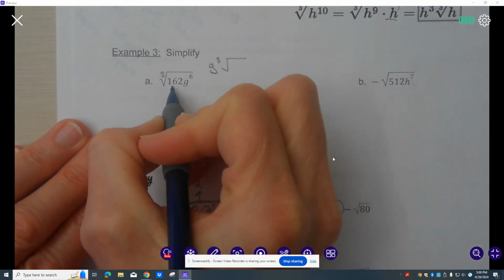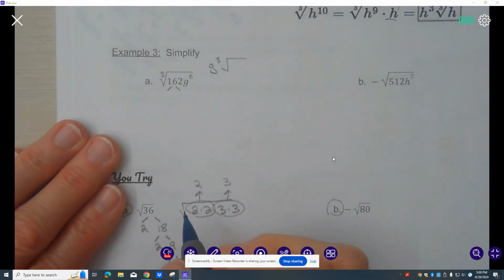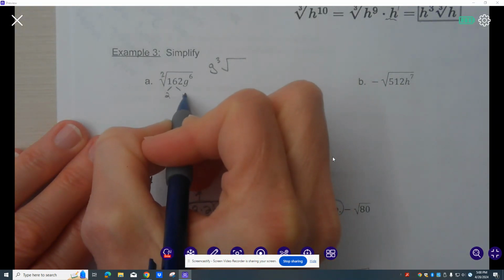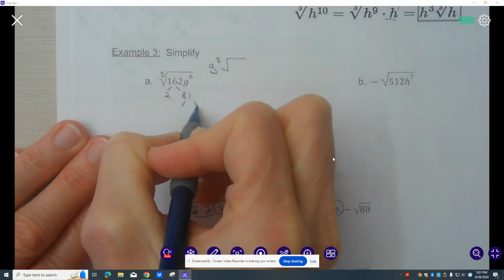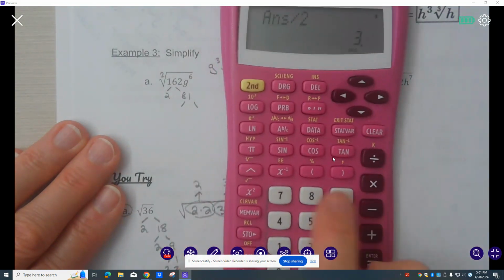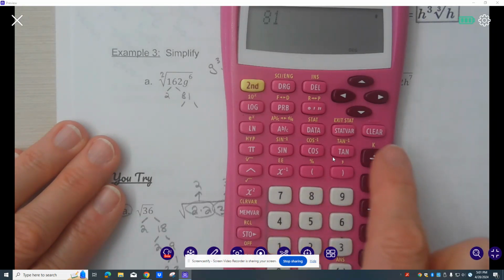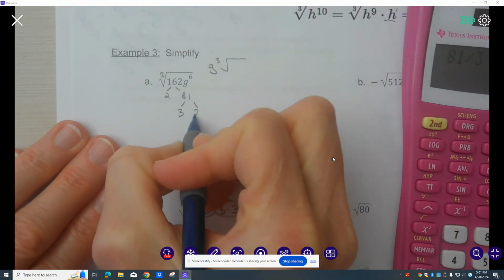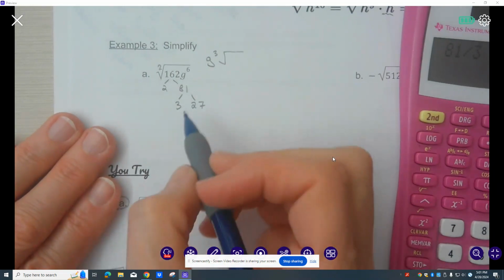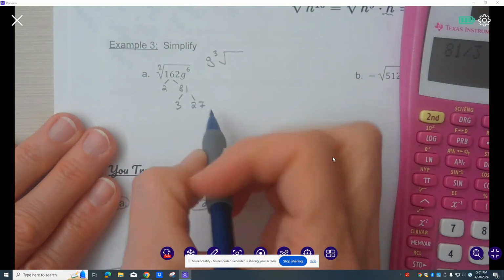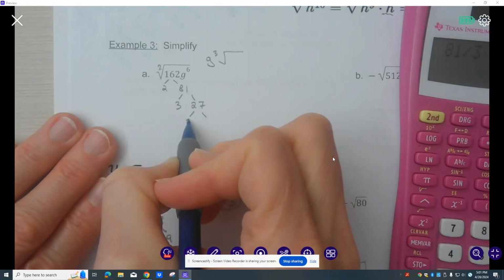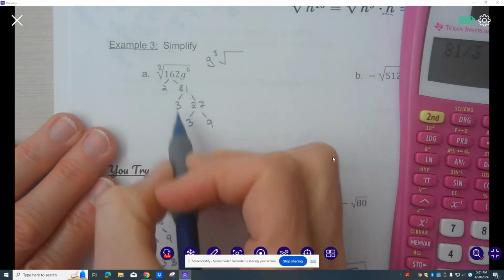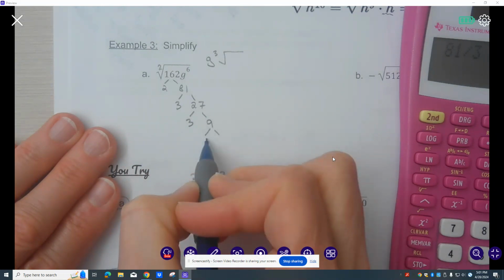You still start by doing your number first. So 162 divided by 2 is 81. If you put 81 divided by 2 in your calculator, you get a decimal. So then remember, you're just going to try 81 divided by 3, and you get an even number. So then 3 and 27. If you try to divide 27 by 2, you're going to get a decimal, but 27 divided by 3 is 9. 9 is the same as 3 times 3. So these are all prime numbers, 2 and 3.